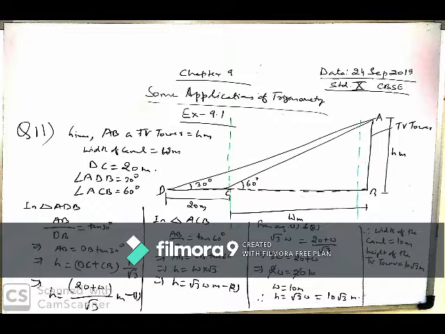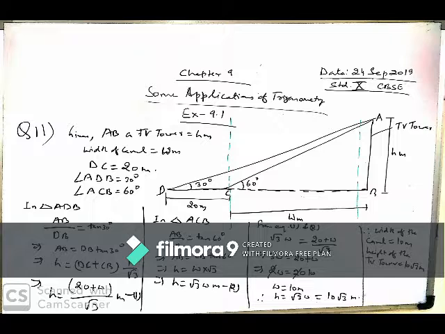First we will take triangle ADB. In triangle ADB, AB by DB is equal to what? Tan 30 degrees. AB by DB, similar to what we solved earlier. So we have AB equal to DB tan 30 degrees. Tan 30 degrees is equal to 1 by root 3, already we know. AB we have denoted as h, and DB we can write as DC plus CB. So h is equal to (DC plus CB) by root 3. DC is 20 meters, so we can write (20 plus CB) divided by root 3 meters.